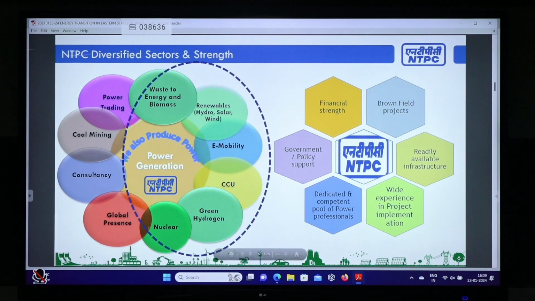So this was our business scenario. And if you see for the energy transition, as I said, we are changing. You name anything required for the energy transition, we are there. Be it waste to energy, be it CCUS, be it nuclear, be it e-mobility, be it hydrogen, everything. But on a smaller scale, not a large scale which would be sufficient to make the transition.